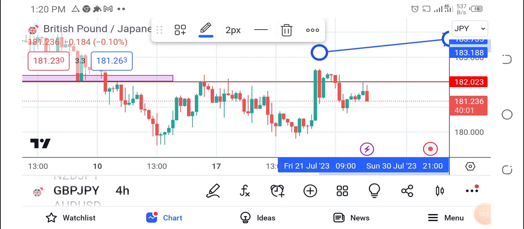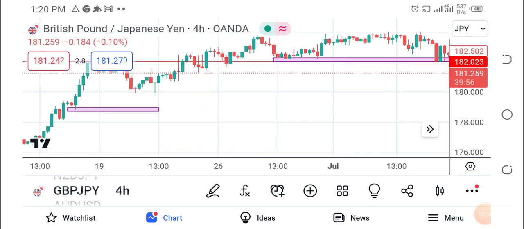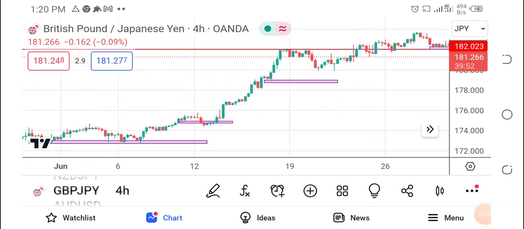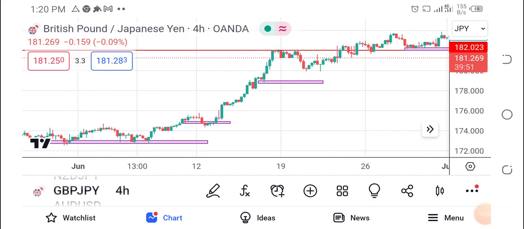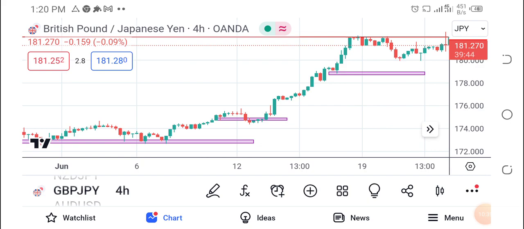Okay, let's delete this tool first. Let me show you an example. You can see this is still on a higher time frame. The market was forming a good picture of an uptrend on a 4-hour time frame. It's forming a good pattern of higher highs and higher lows on the 4-hour time frame.